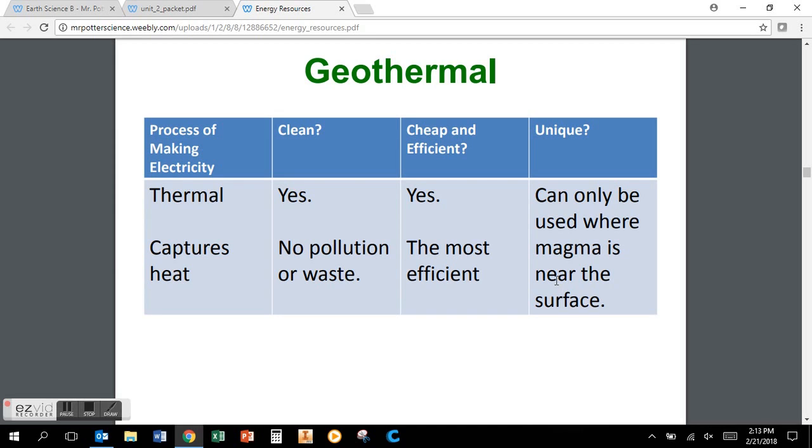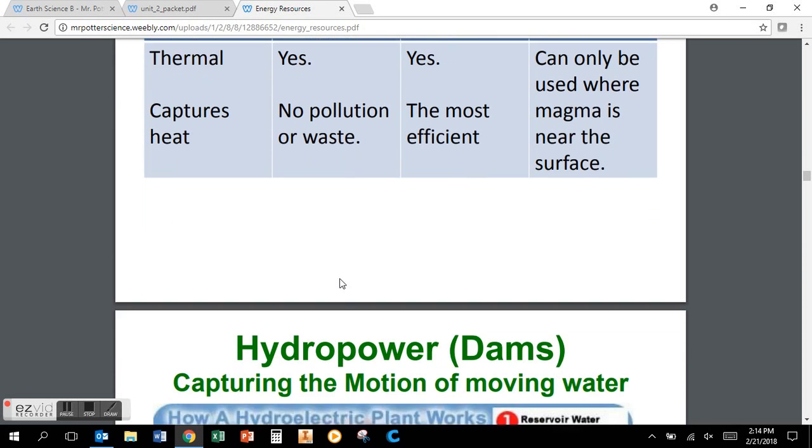There are other types of geothermal that you can use to heat or cool your home, but we're talking about electrical generation, so Michigan is not really geothermal rich, I guess. The next one is hydropower, so hydroelectric dam.